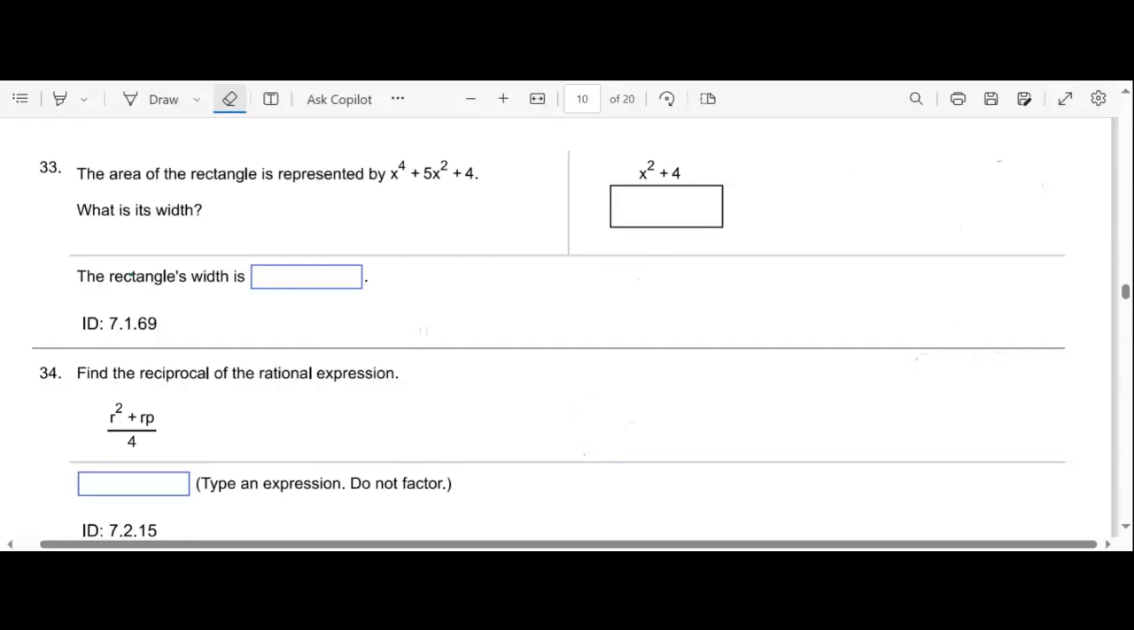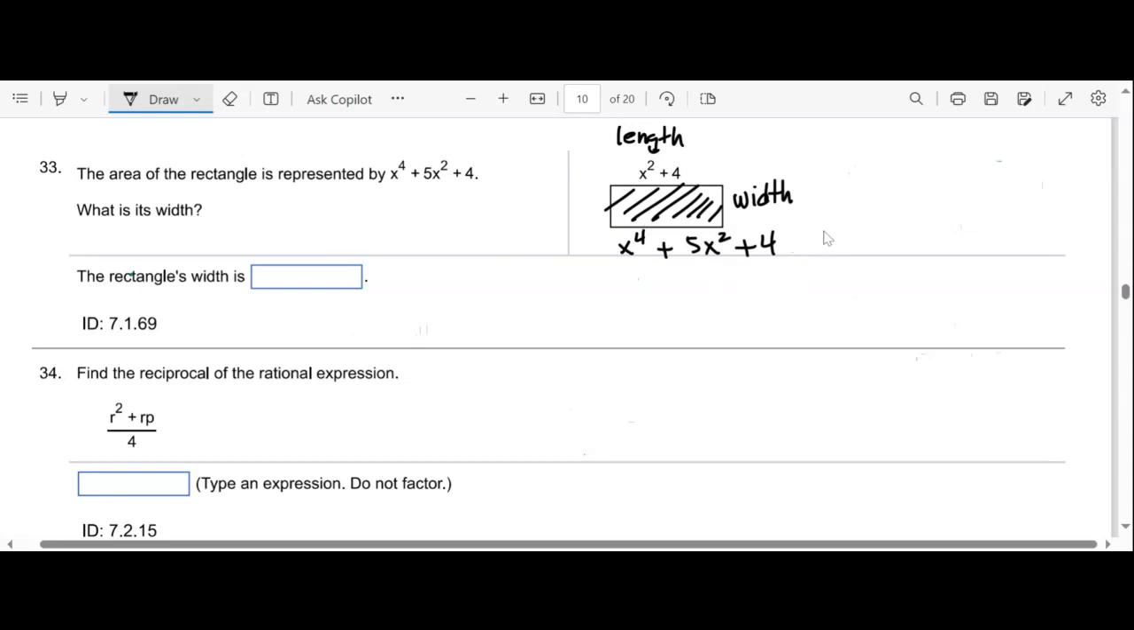Question number 33. The area of a rectangle is represented by x to the power of 4 plus 5x squared plus 4. What is the width? So as we know here, this one is the length and this is the width. Now he's giving you the whole area. The whole area is x to the power of 4 plus 5x squared plus 4.